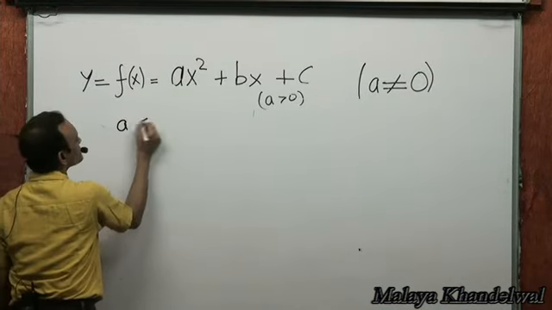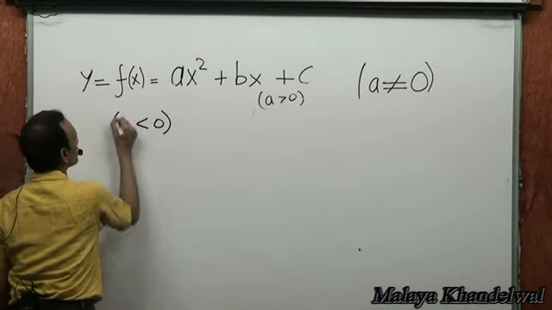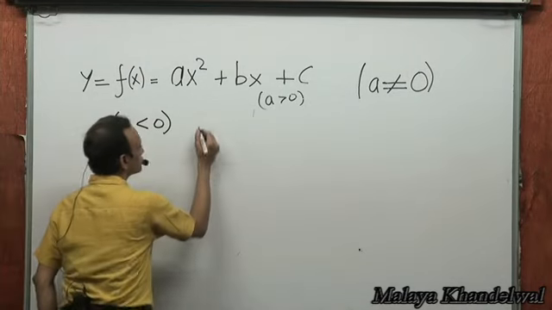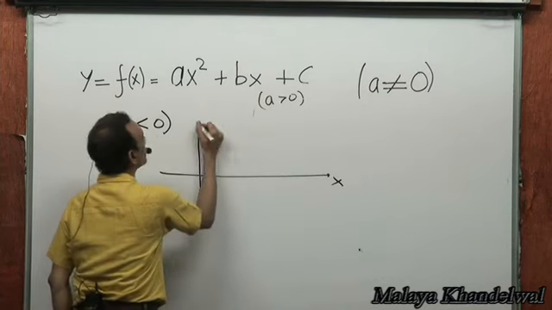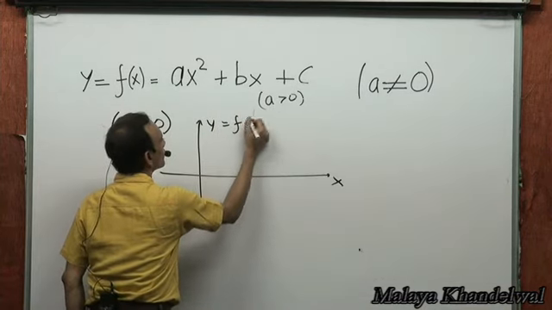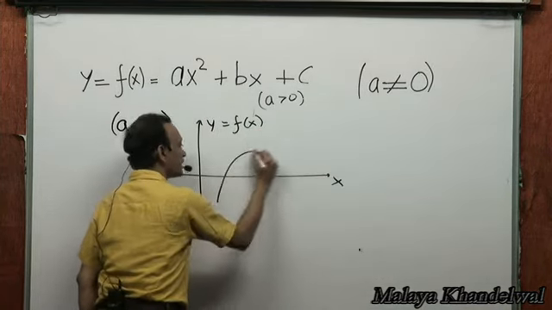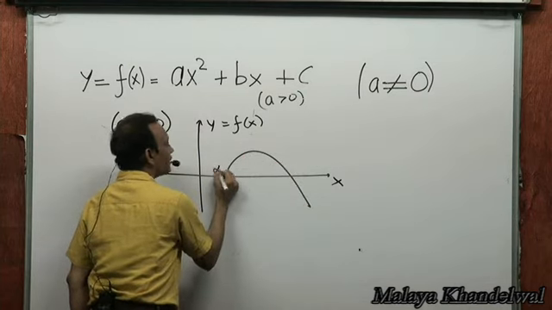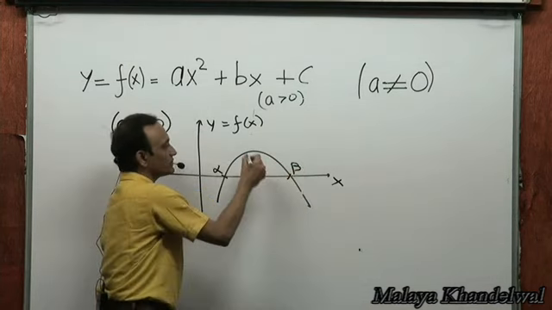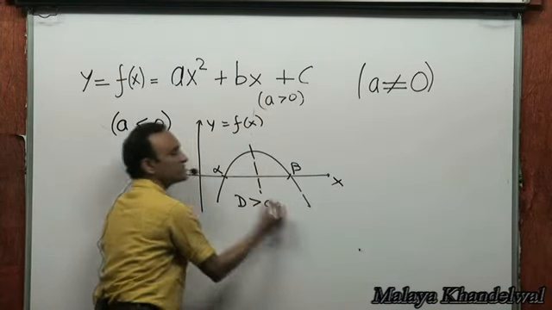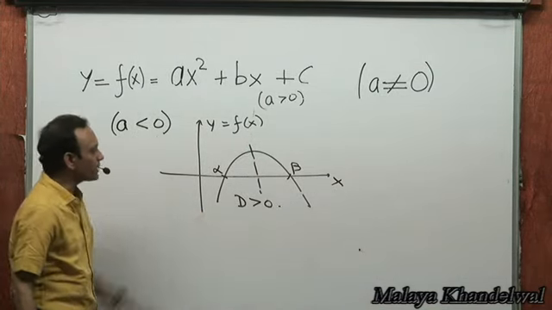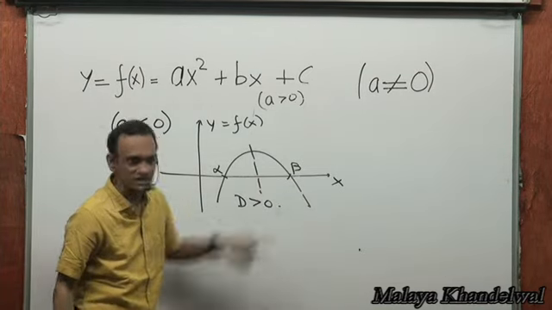if a is less than 0, then it's going to be a downward opening parabola. Something like this. Alpha, beta, real and distinct. If this be the disposition of the parabola, the discriminant must be greater than 0 for such a parabola, because alpha and beta are real and distinct.